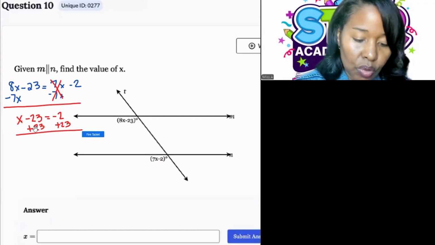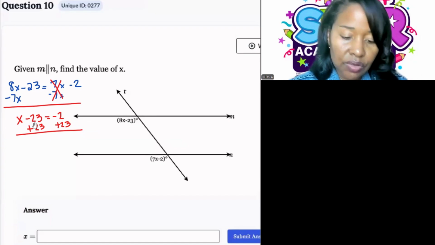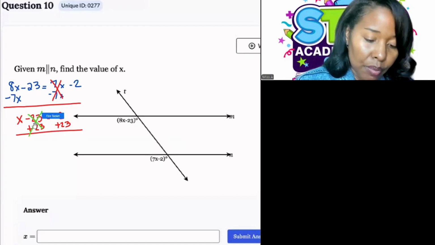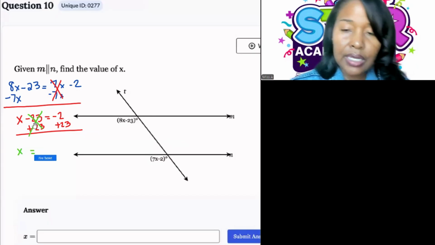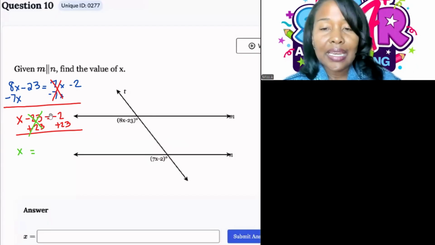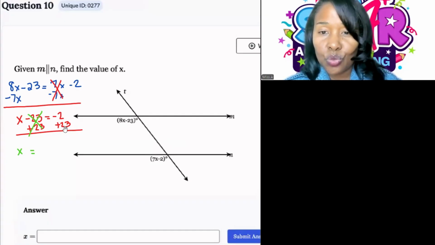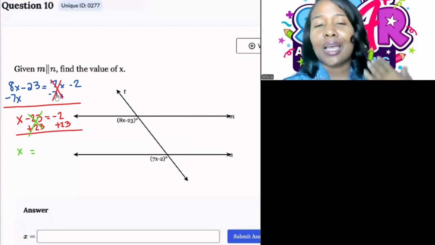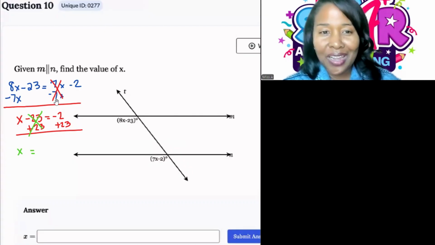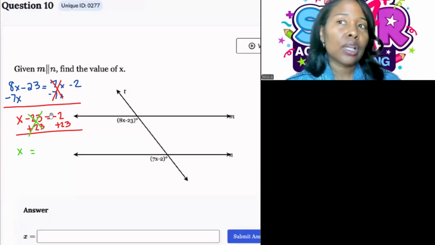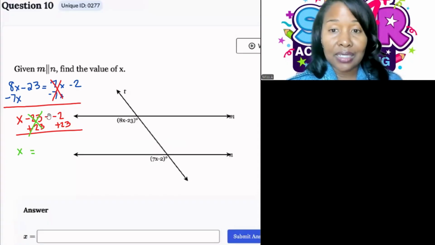Now, the negative 23 and the positive 23, they are opposites. So they're going to cancel out. I'll bring down my x. I'll bring down my equal sign. And then here I have negative 2 and positive 23. We're dealing with integers. I always teach my students about love and war when it comes to integers. Love is when you have the same sign, so like 2 negatives or 2 positives.